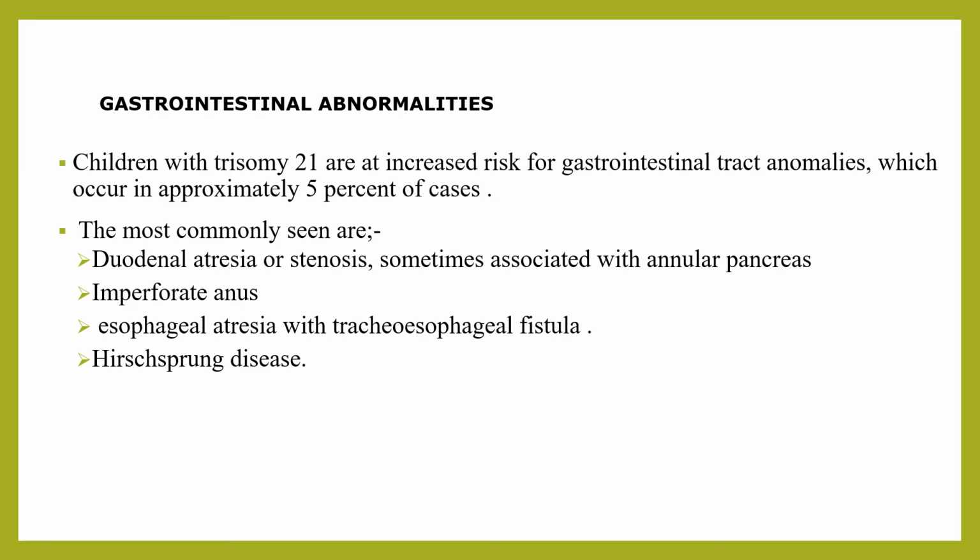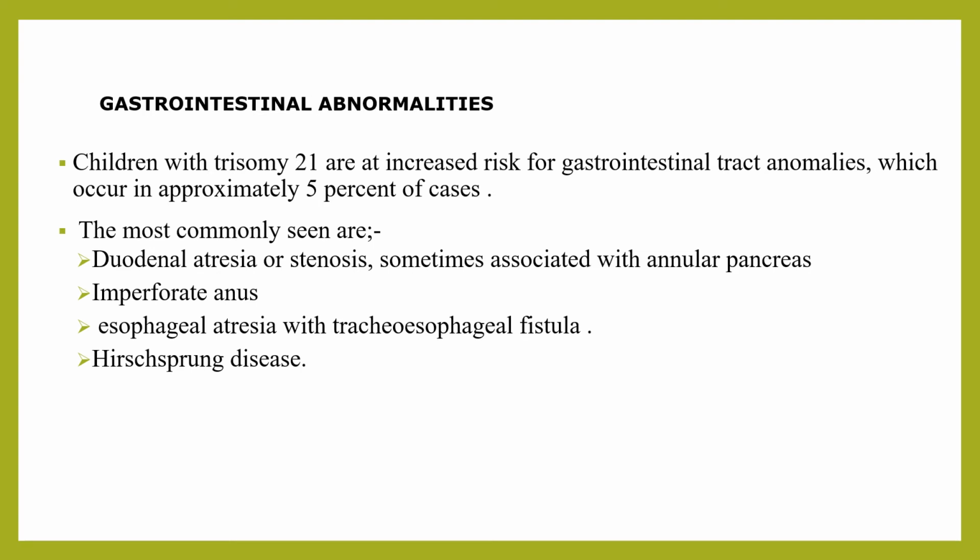The other is gastrointestinal disorder. Children with trisomy 21 are at increased risk for gastrointestinal tract abnormalities, which occur in approximately 5% of cases. Duodenal atresia or stenosis, sometimes associated with annular pancreas, is the most characteristic lesion. It occurs in 2.5% of children with Down syndrome. Imperforate anus and esophageal atresia with tracheoesophageal fistula are seen less often. Conversely, Down syndrome affects 28% of patients with duodenal atresia or stenosis and 20% with annular pancreas.